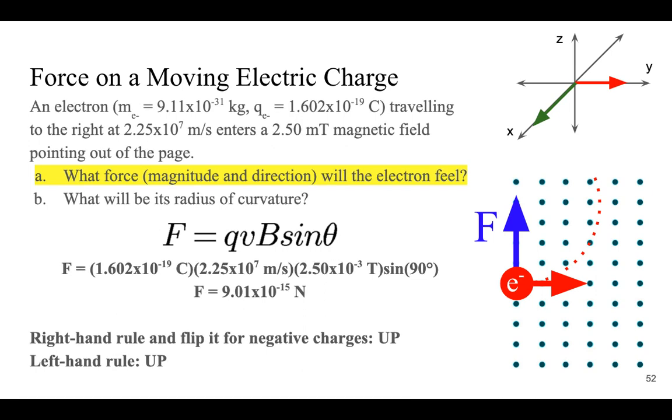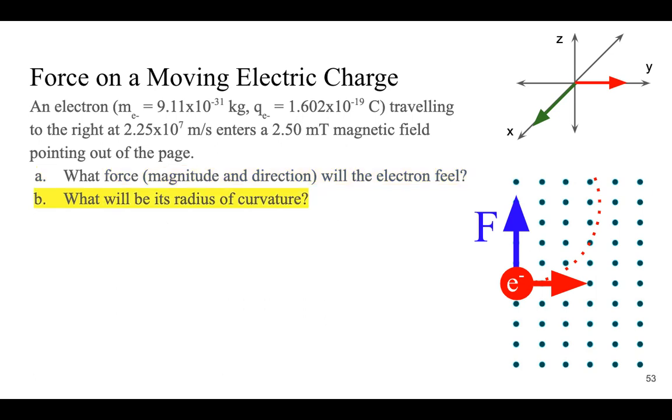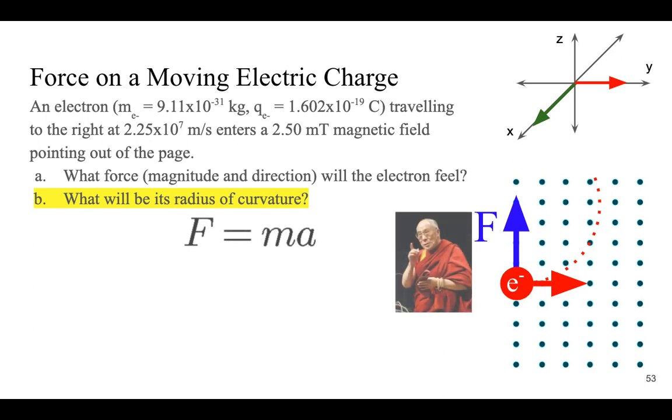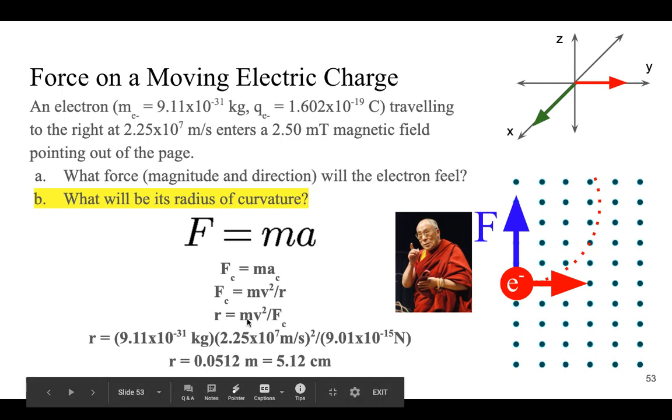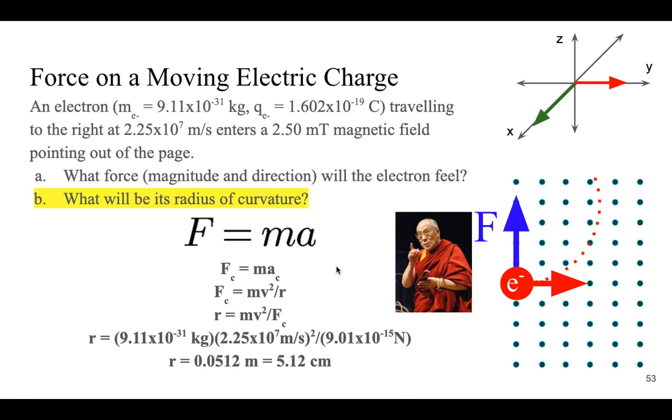So now we have the force and the direction. So the next part, how do we figure out what its radius of curvature will be? Well, F equals ma. This is a very one with everything kind of idea. Force equals mass times acceleration, Newton's second law. So your centripetal force is equal to mass times centripetal acceleration. So do the algebra, you get an expression for r, you plug in the things, including F, which we just found, and you'll get a radius of 0.0512 meters, or 5.12 centimeters.